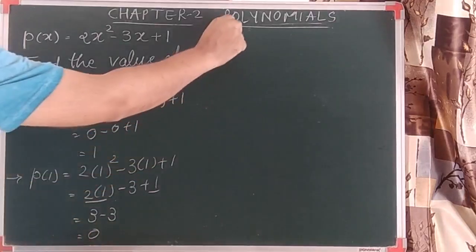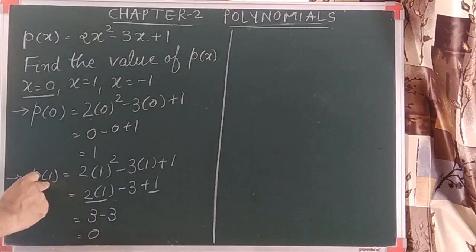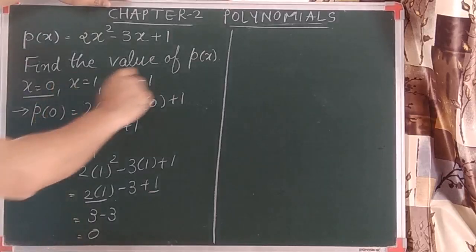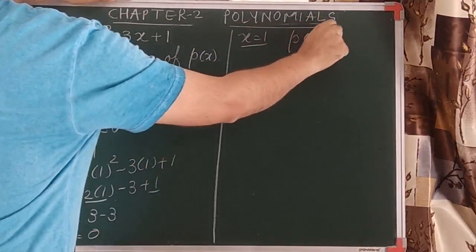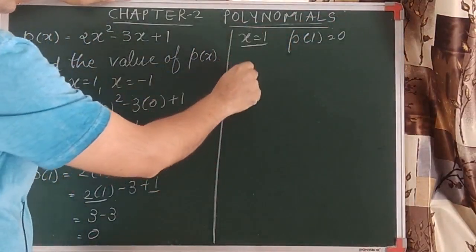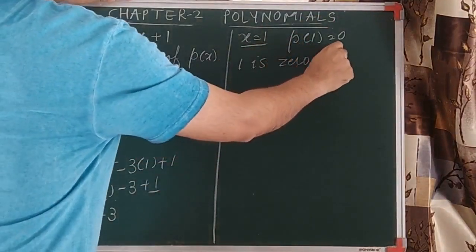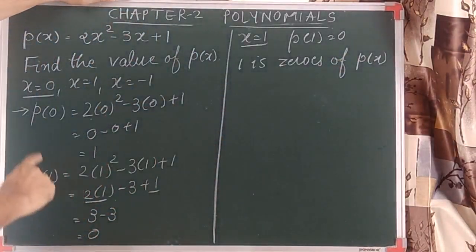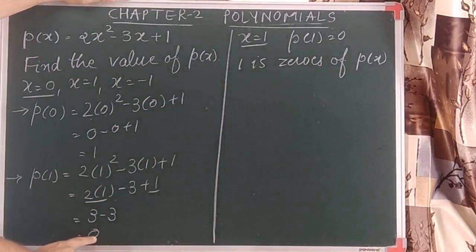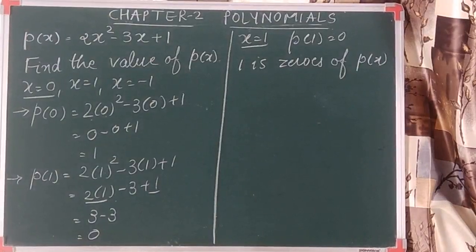So we should remember one thing: whenever you obtain the value of the polynomial as 0 after substituting a certain value of x, हमने x की value 1 रखा तो हमें polynomial का answer 0 मिला. So we can say that this value 1 is a zero of the polynomial. So here we understand whenever we substitute a certain value of x and we obtain 0 as an answer, we can say that that value of x is called a zero of the polynomial.